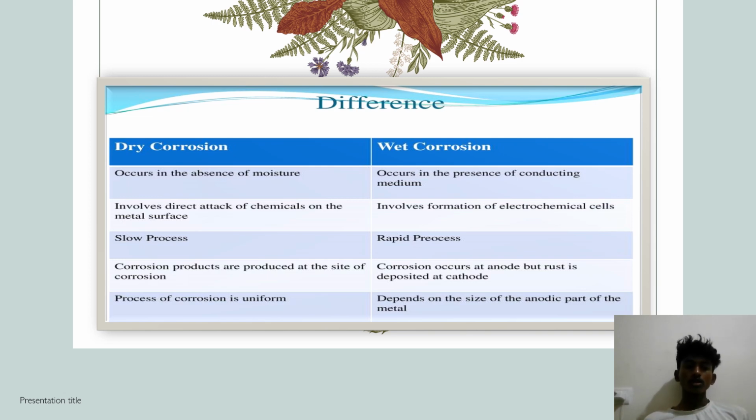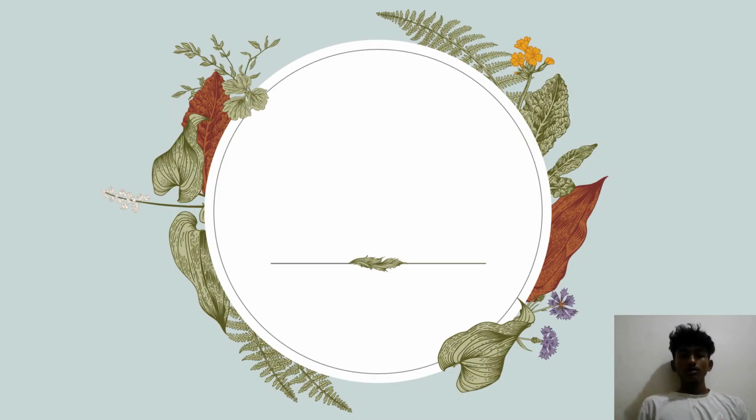In dry corrosion, the process of corrosion is uniform. In wet corrosion, it depends on the size of the anode part of the metal. In dry corrosion, corrosion products are formed at the site of corrosion. In wet corrosion, corrosion occurs at the anode but rust is deposited at the cathode. Thank you.